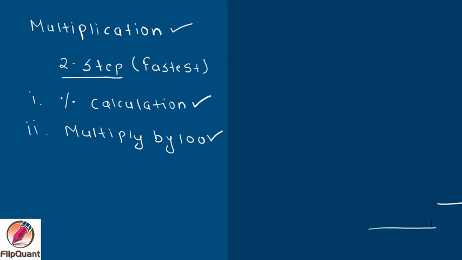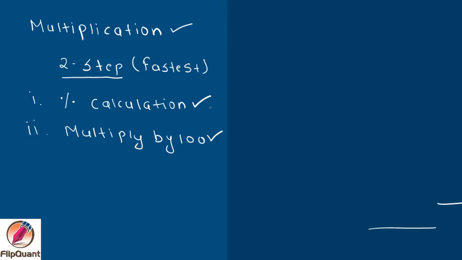So to understand multiplication, you have to go through these particular concepts first. Try to understand, students, that we have covered addition and percentage calculation, and the method I am going to tell you is a two-step method, and it is one of the fastest. Actually, it is the most acceptable multiplication technique for competitive exams. That method involves two steps: percentage calculation and then multiplying by 100.